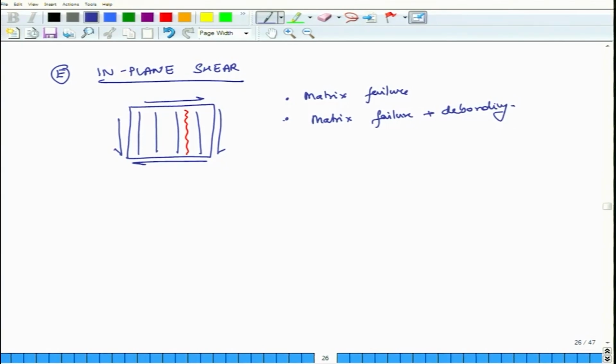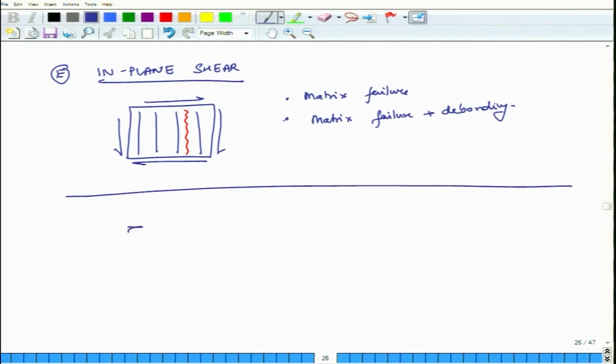The fiber tends not to break because it has a very high strength. So, most of the failure happens between two fibers along the whole length of it. Okay. So, either the fiber can get debonded, but it will be a very rare thing that the fiber itself starts breaking. So, these are the 5 scenarios which we have discussed.